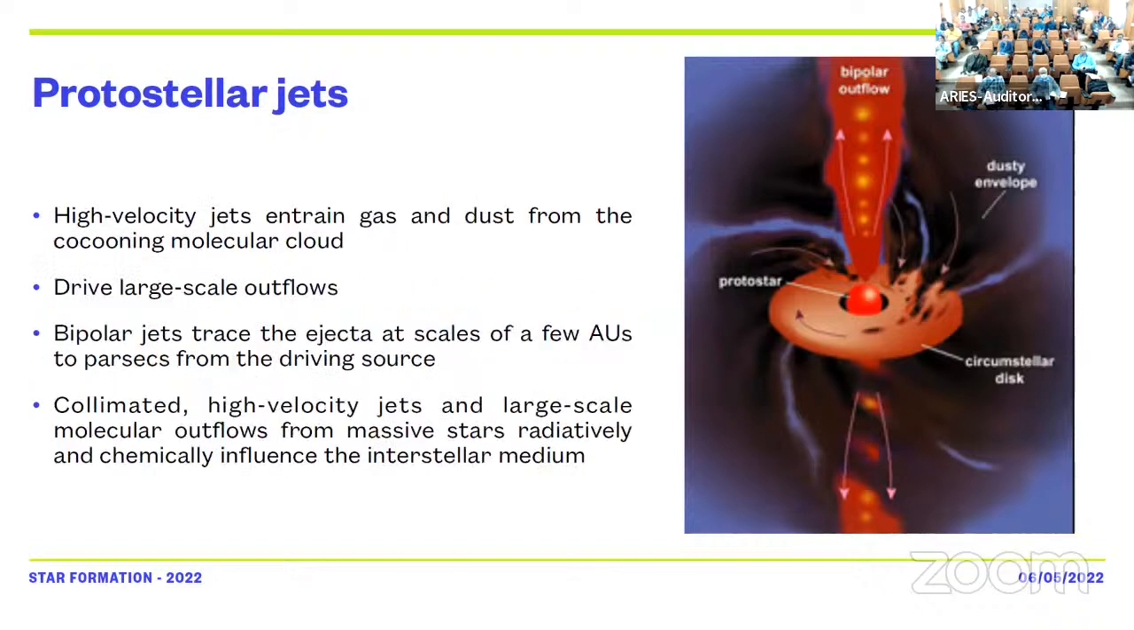Now, as the high-velocity jets escape from the poles of the protostar, they entrain gas and dust from the cocooning envelope, and hence drive large-scale molecular outflows. Such collimated high-velocity jets and large-scale molecular outflows from massive stars play a crucial role in radiatively and chemically influencing the interstellar medium.